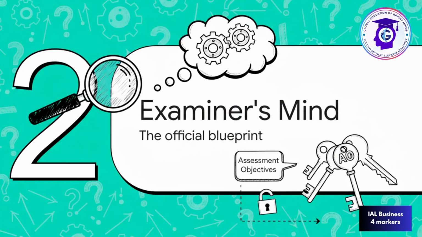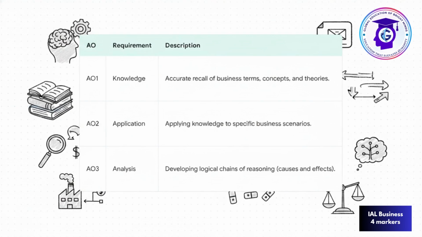It's simple. We have to learn to think like an examiner. And that means getting to grips with their official blueprint, the assessment objectives, or as you'll see them, AOs. This is the key to unlocking all the marks. As you can see, for these 4-mark questions, they're testing you on 3 specific skills. AO1 is all about showing your knowledge, proving you know your stuff. AO2 is about application, connecting that knowledge to the context of the business. And AO3 is about analysis, explaining the so what, the cause and effect.